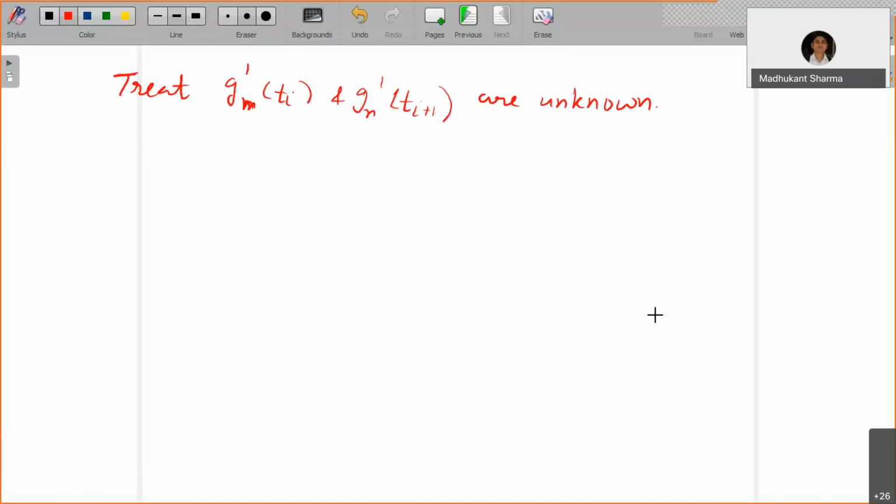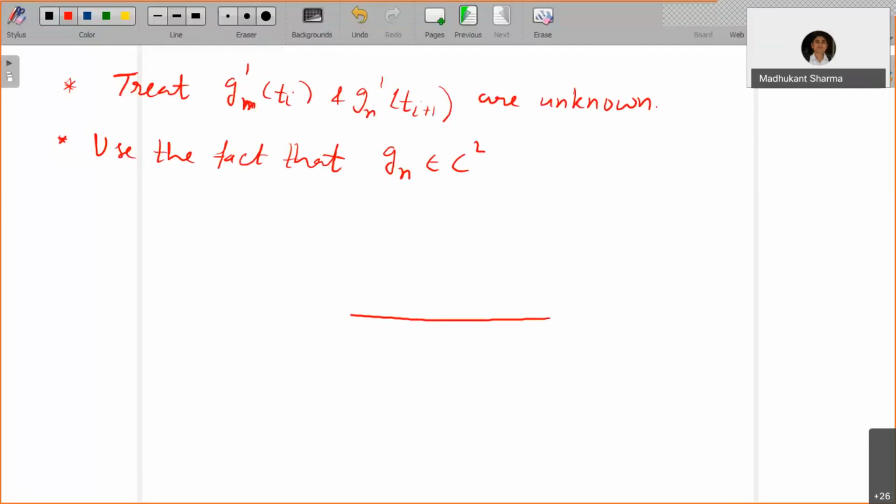That's the first thing we should keep. The second thing we should keep is that we use the fact that Gn is C2, two times differentiable. Then try to see whether we will be able to determine this Gn dash at the ti's or not. Once we are able to do that, then we are through.